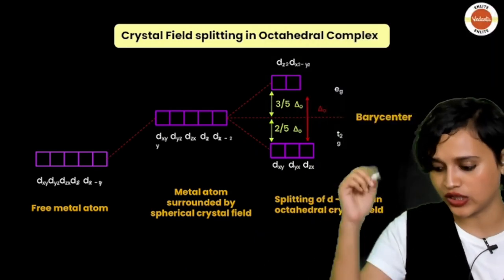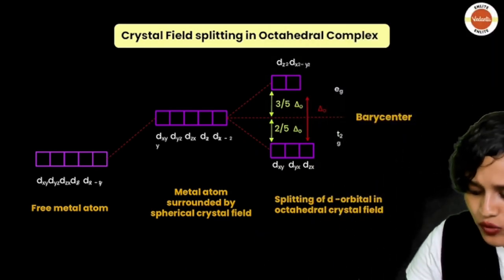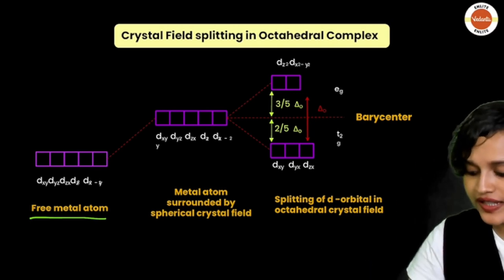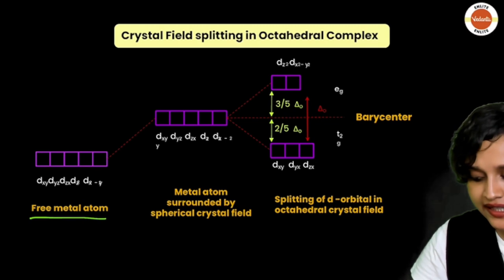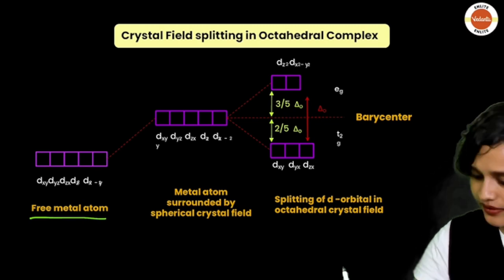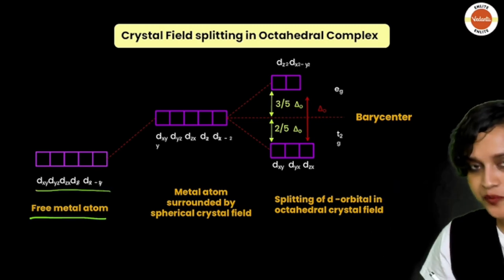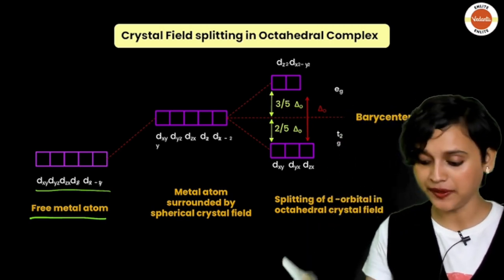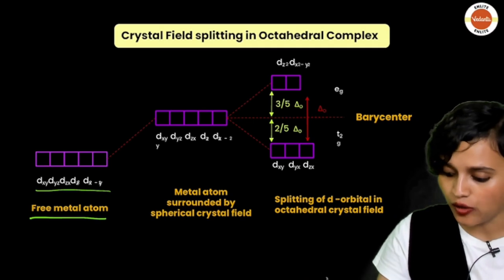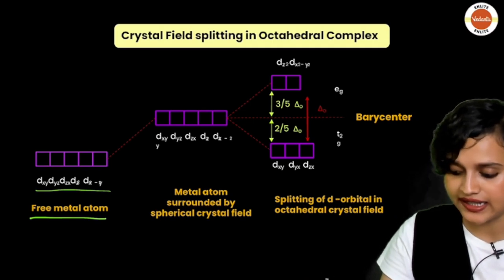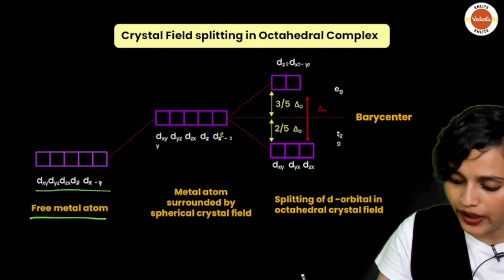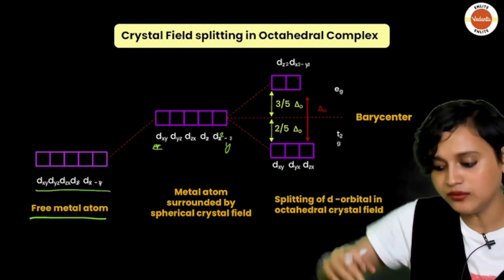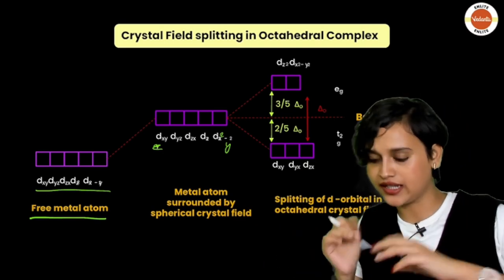So, let's check it out. See what is happening here. This was your free metal atom. The free metal atom had its five orbitals, that was dxy, dyz, dzx, dz square and dx square minus y square, right? These are the orbitals. The moment it knew that ligand is approaching, excitement happened. So the energy level went up. So now you have dxy, dyz, dzx, dz square, and dx square minus y square. Okay? All right? The metal atom was now surrounded by the crystal field.